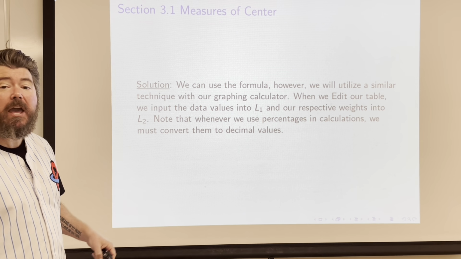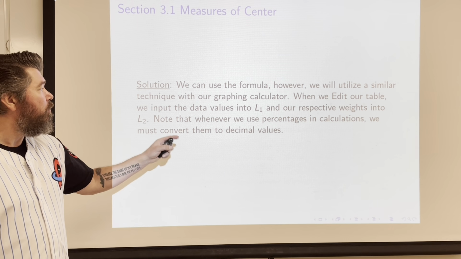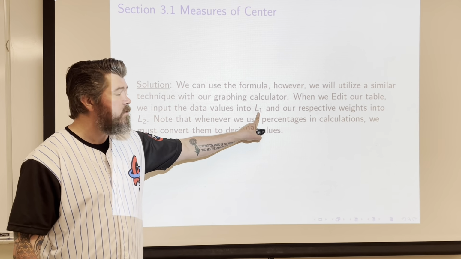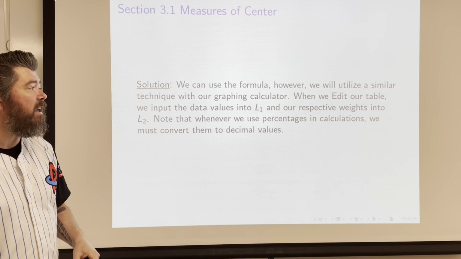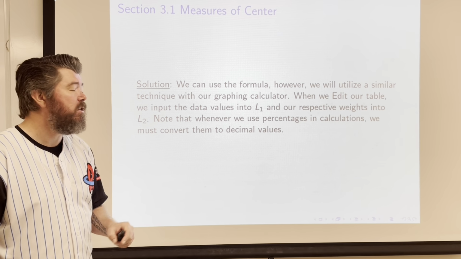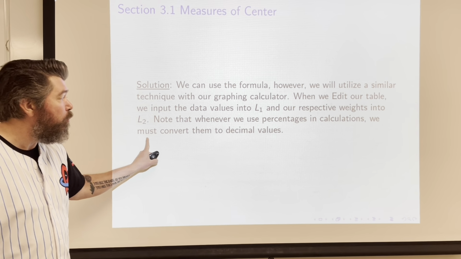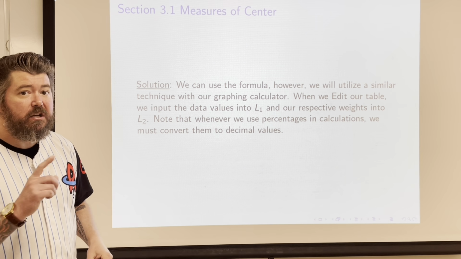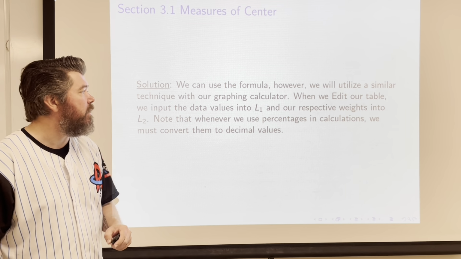So when we edit our table, remember this is what we just did with our previous example. When we edit our table, we input the data values. Our data values go into the first column, which we call L1, and our weights will go into our second column, L2. Note that whenever we use percentages in calculations for this class, we will convert them to decimal values, okay? So percentages always turn into decimal values when calculating them using the calculator.